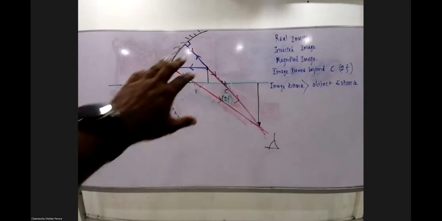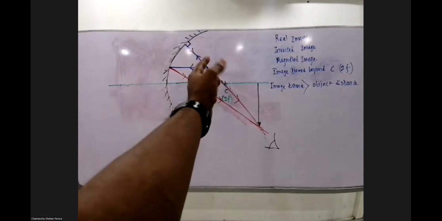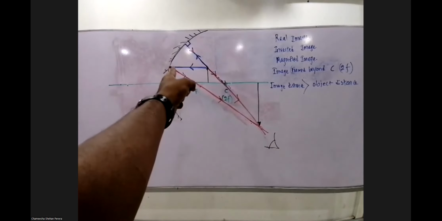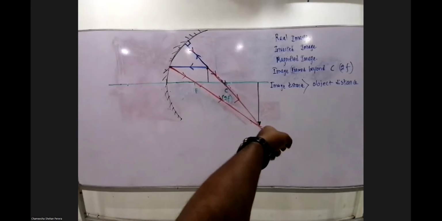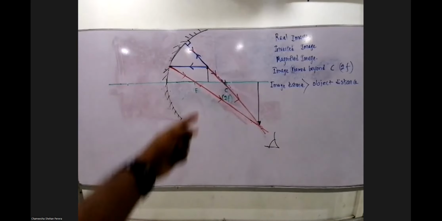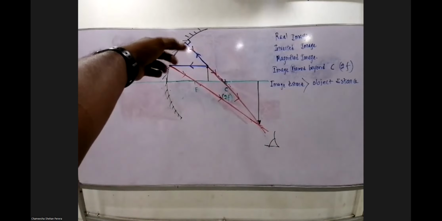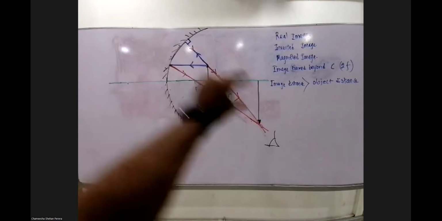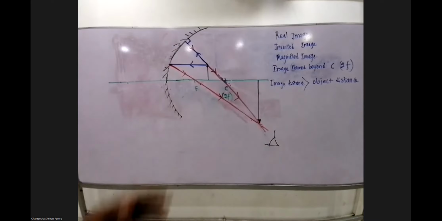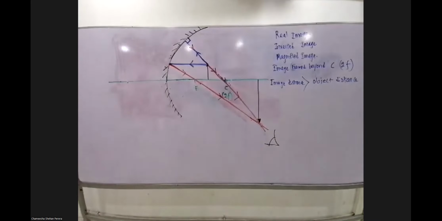The only thing you have to do is, from the top of the object, a light ray comes parallel to the principal axis and reflects through the focus. The other one, from the top of the object, comes through the center of curvature, strikes the mirror surface and reflects along the same path. Where those two meet, draw the image.